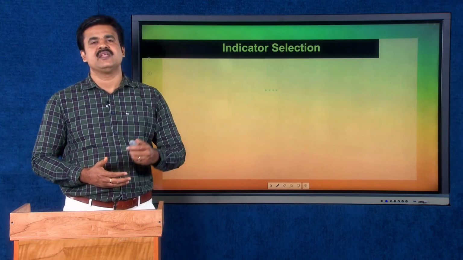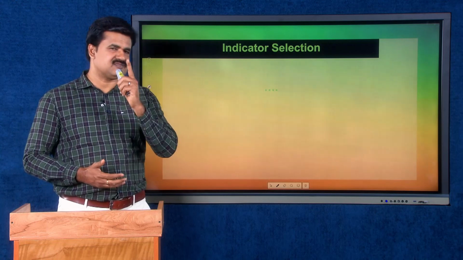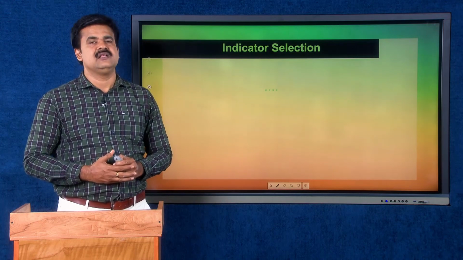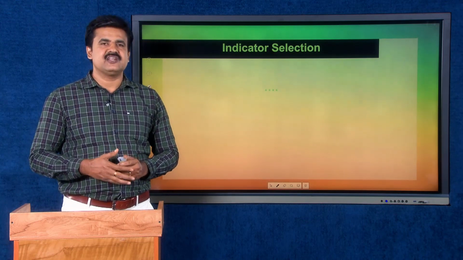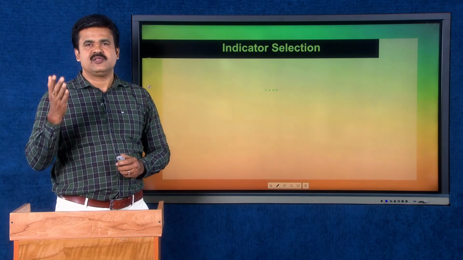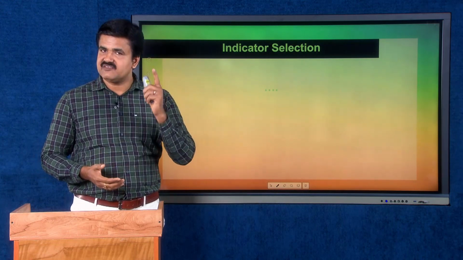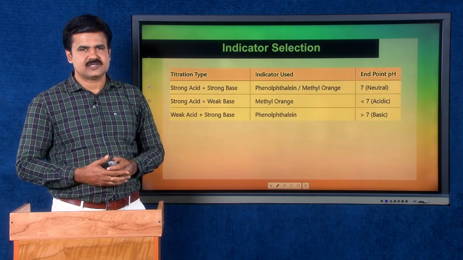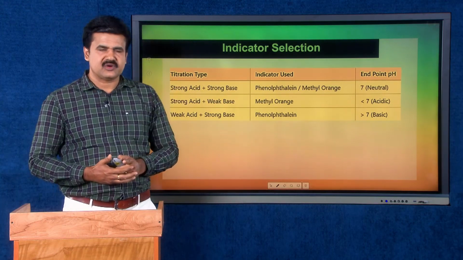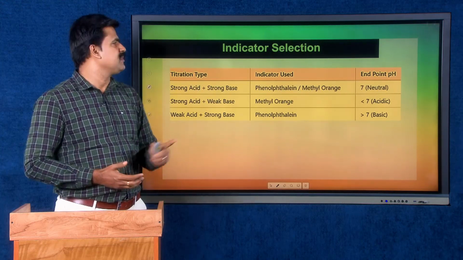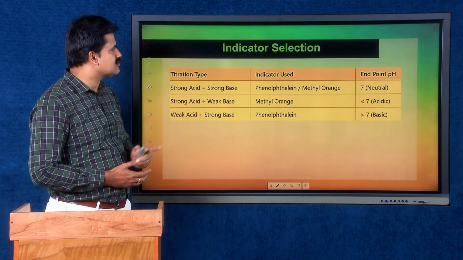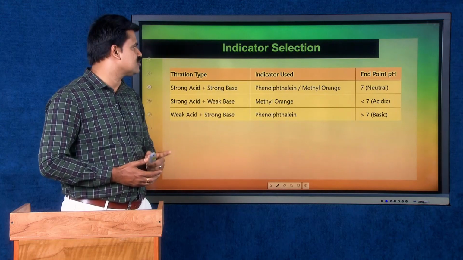Now, indicator selection. This is very, very important as far as acidimetry and alkalimetry are concerned. Whenever you are doing some titration, you may have a weak acid or weak base, strong acid or strong base. Depending on the titration, you have to select suitable indicators, and we are now focusing on such indicator selection. These only three kinds of titrations are shown here, even though there are four possible titrations. Only three kinds of titrations, corresponding indicators and endpoint or color change is also shown, and endpoint pH is also shown here.